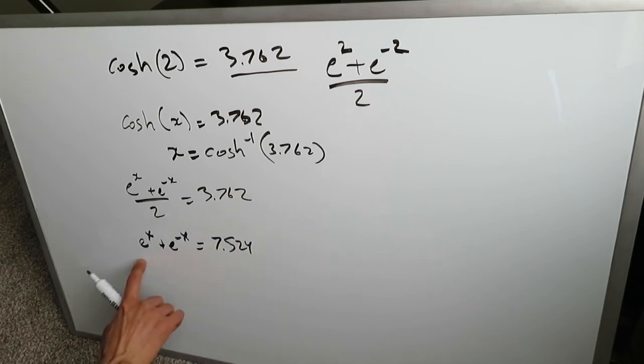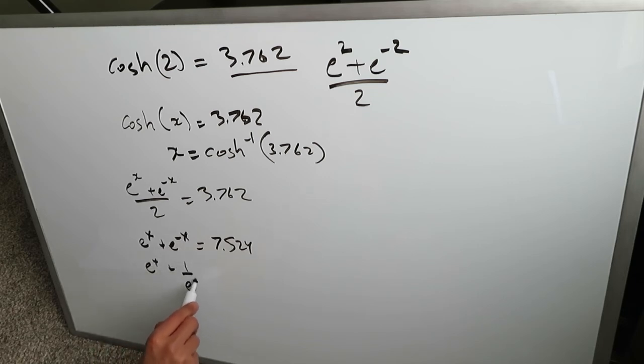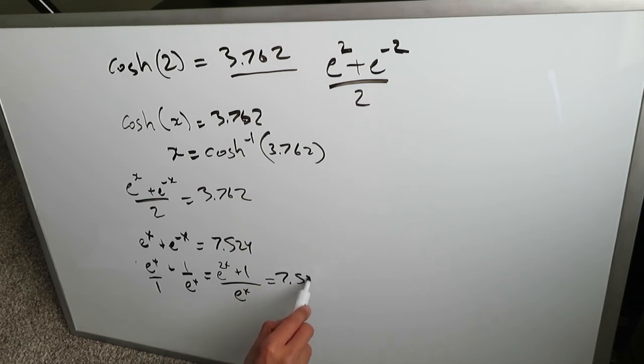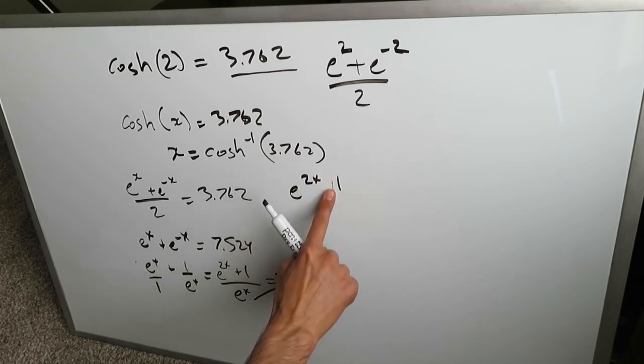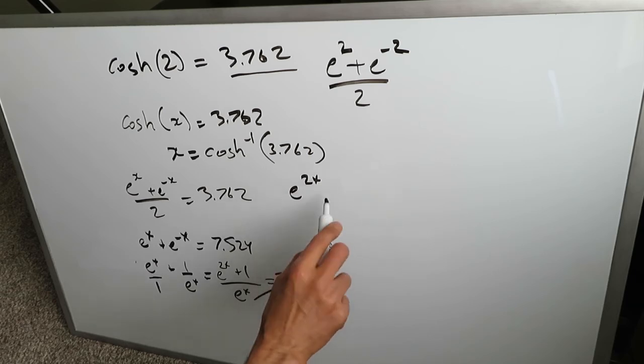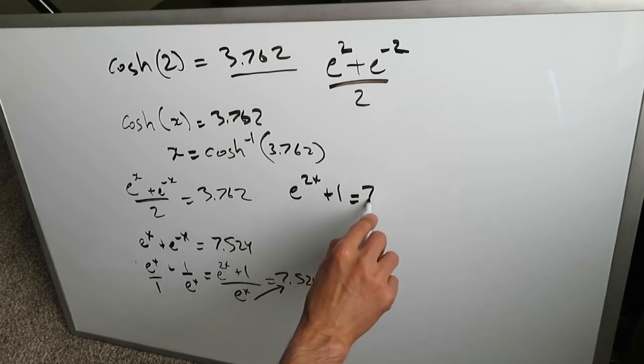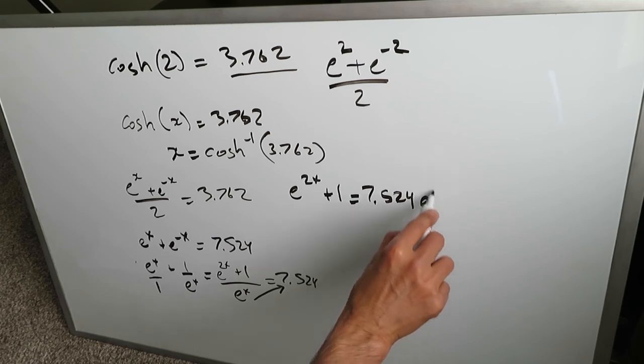I get 7.524. Simplify this part. I don't like the negative exponent. I have e to the x plus 1 over e to the x. Remember, a negative exponent is equivalent to the reciprocal. Common denominator here, e to the x: 1 goes in, and e to the x times e to the x gives you e to the 2x. Plus 1 is equal to 7.524. Multiply this across. You get e to the 2x plus 1 is equal to 7.524 e to the x.